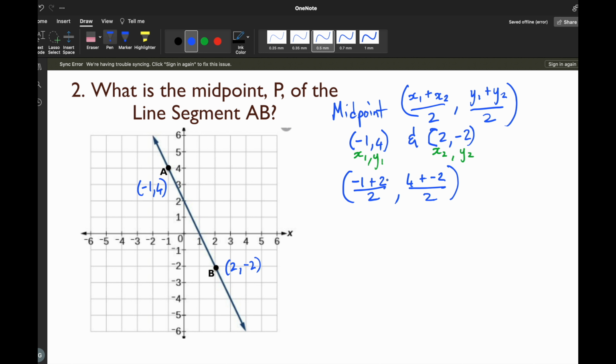So negative 1 plus 2 is 1, and I'm going to put that over 2, comma, 4 plus negative 2 is 2. So 2 over 2, and that's my coordinates. So I would simplify these. So this here is basically a half, and then 2 divided by 2 is 1. So when I look for my coordinate, (half, 1), half on the x-axis is somewhere around here. So here is about half, and this half has to match with 1. So here is 1. So right here, as you can see, that's my midpoint.